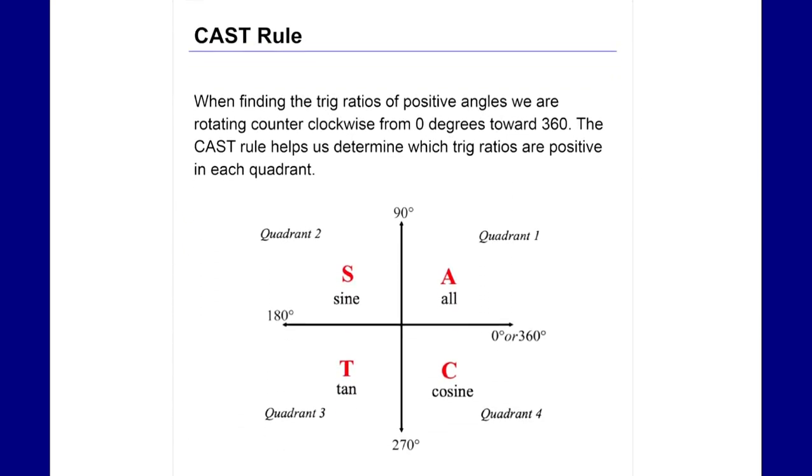Another thing that we're going to learn to help us with this is what we call the CAST rule. When finding the trig ratios of positive angles, we're rotating counterclockwise. So we already mentioned that. We're starting at 0 and going counterclockwise from 0 towards 360. The CAST rule helps us determine which trig ratios are positive in each quadrant. Depending on where our terminal arm is located, our ratios may be negative. So this CAST rule helps us figure out whether the ratio is going to be positive or negative.